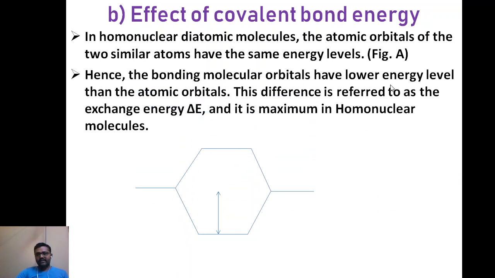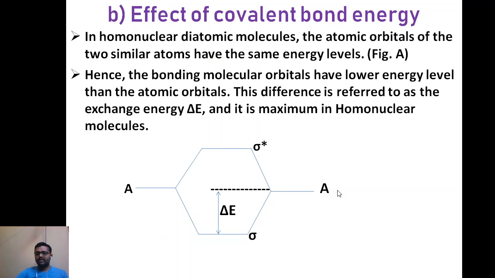Hence, the bonding molecular orbitals have lower energy. From the atomic orbitals, one forms the bonding and another forms the anti-bonding. Bonding is a lower energy level, anti-bonding is a higher energy level. Hence, the bonding molecular orbital has lower energy than the atomic orbitals. This difference is referred to as exchange energy, delta E, and it is maximum in homonuclear diatomic molecules, as both atoms are the same. Delta E is calculated for the bonding orbital only, not the anti-bonding. This is the exchange energy.